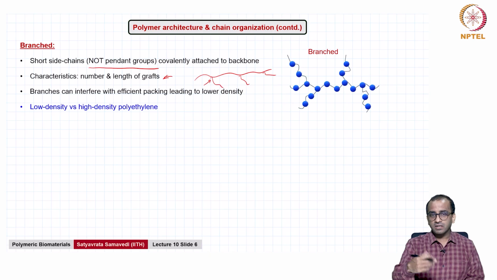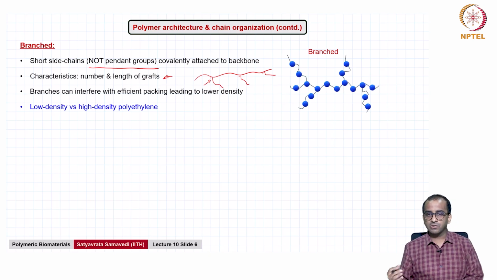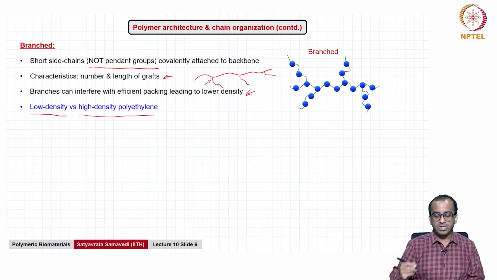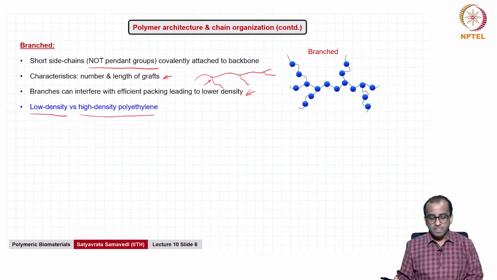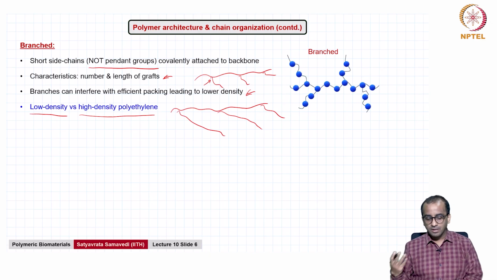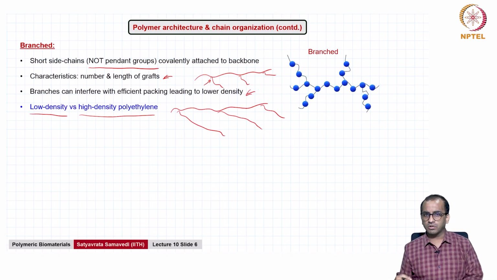And the way to characterize this would be to look at the number and the length of these side chains or grafts. Now, these branches, as you can immediately intuitively appreciate, will interfere with efficient packing, leading to lower density. And just as an example, you've likely heard of low density and high density polyethylene, where in low density polyethylene you will have these long branches that come out, long chain branches. You can also have short chain branches, but typically the branches are long.